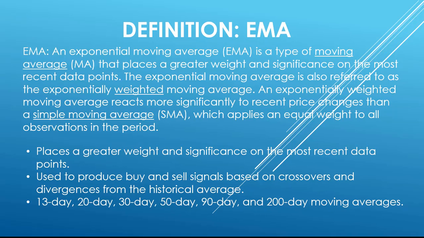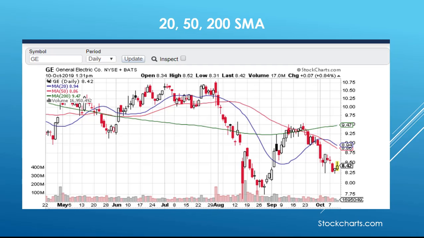So the moving averages are designed to help us see any potential trending. In other words, which direction is the stock price likely to go based on those moving averages. So let's take a look at a picture of the 20, 50, and 200-day simple moving averages.